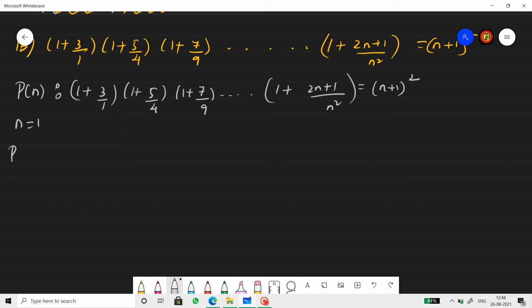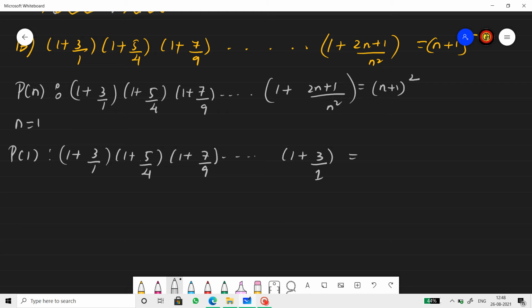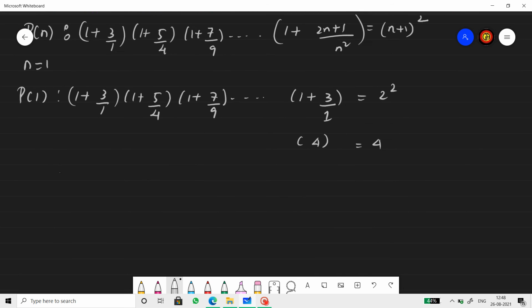So when n is 1, P(1) would be (1 + 3/1) × (1 + 5/4) × (1 + 7/9), and so on till (1 + (2×1+1)/1²), that is 3/1², which is 1, equals (1+1)². So when you take LCM, you get 4 here. 3/1 plus 1 is anyway 4, and this side is also 4. So the left-hand side and right-hand side values are the same. So the statement is true.